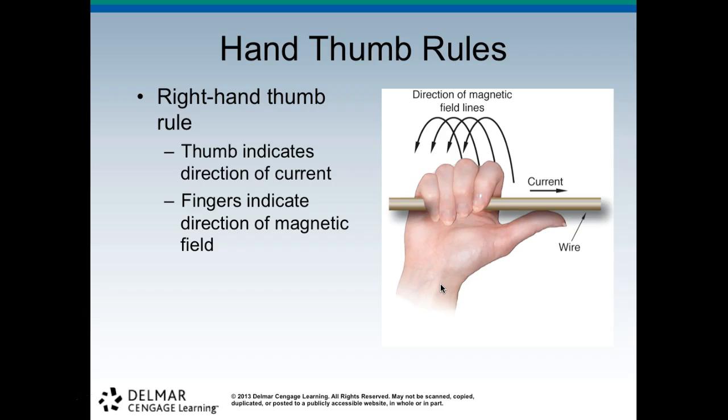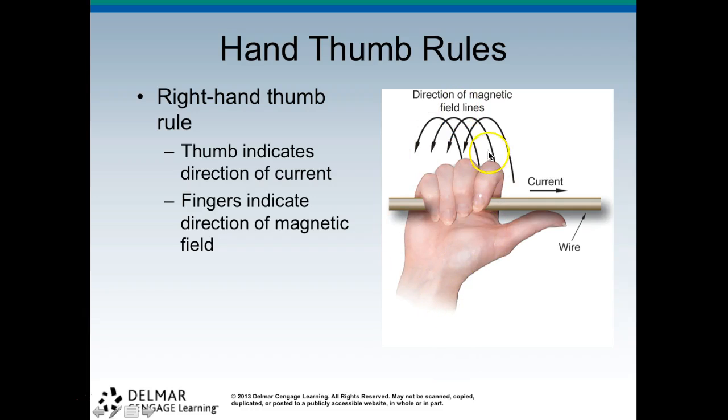So we're looking at the right-hand thumb rule. The thumb indicates the direction of the current. Here is the thumb, and it's going along the conductor, or the wire. So wire, conductor, same difference. Coming along the wire here, you can see that the current is going this way, which is where the thumb is pointing, and the fingers are coming around here, which is your field lines.